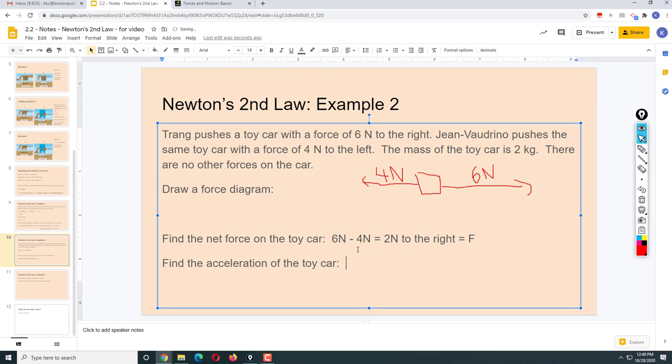To find the acceleration, we know the mass is 2 kilograms. We want the acceleration. F equals ma. So 2 equals 2 times acceleration. Divide both sides by 2. And we get 1 equals a. So acceleration is equal to 1 meter per second squared to the right. Okay, that's it.